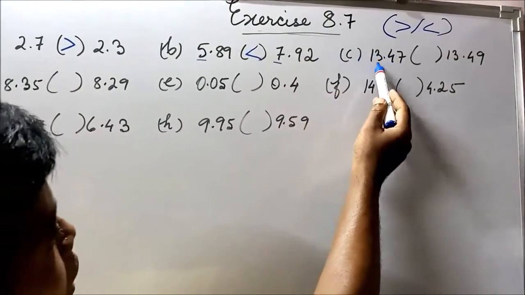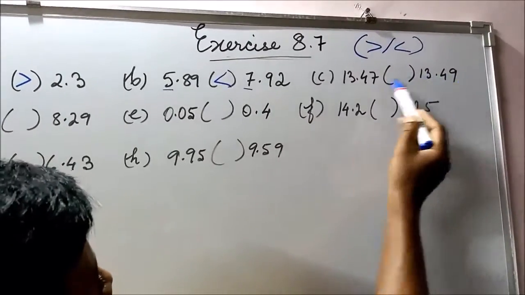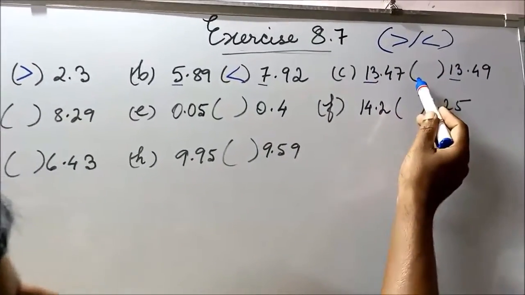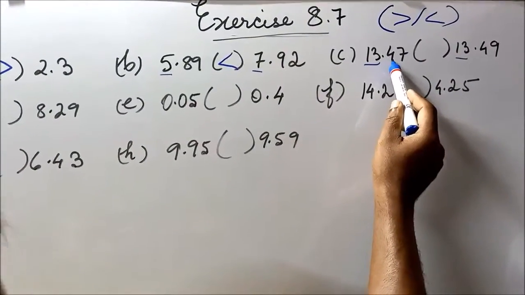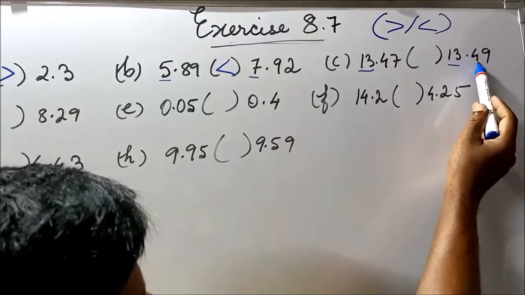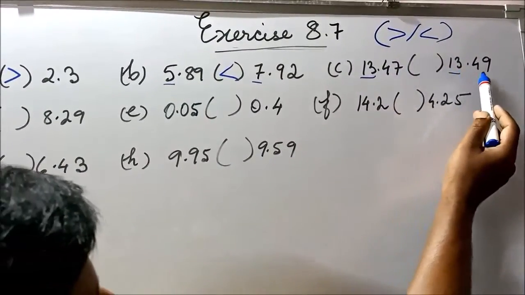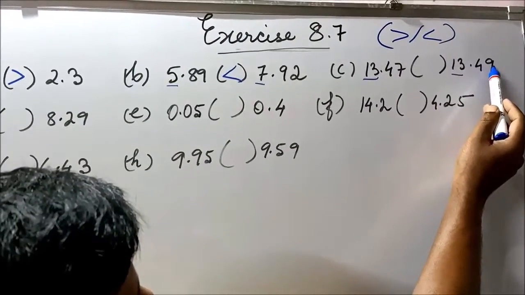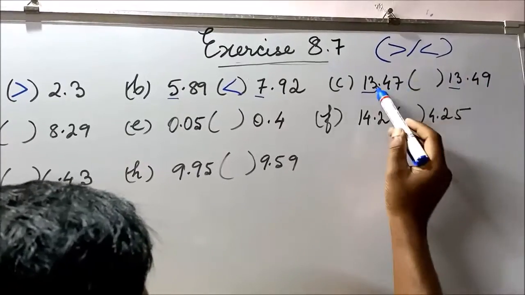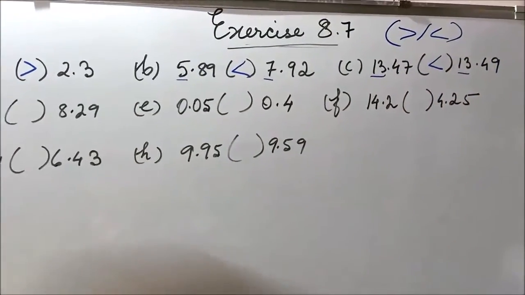Number C, 13.47, and here 13.49. The whole number parts are same. So go to the decimal part. In the 10th place, here we have 4. Here also the 10th place is 4. So they're equal. Then in the 100th place, here is 7, and the 100th place here is 9. So if 7 is less than 9, therefore 13.47 will be less than 13.49.